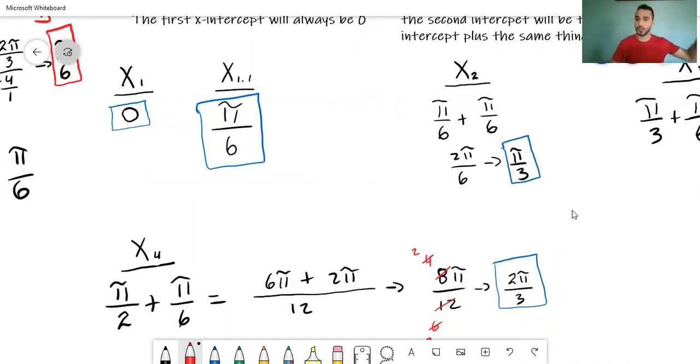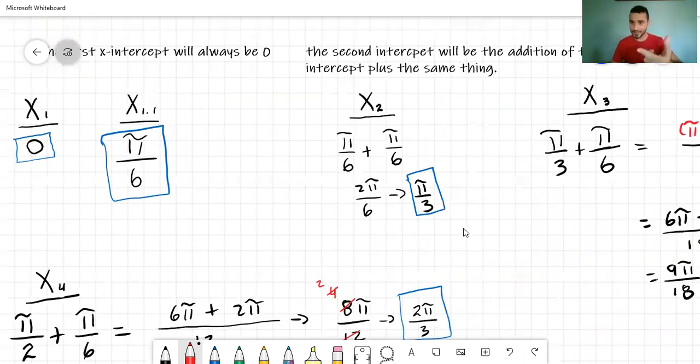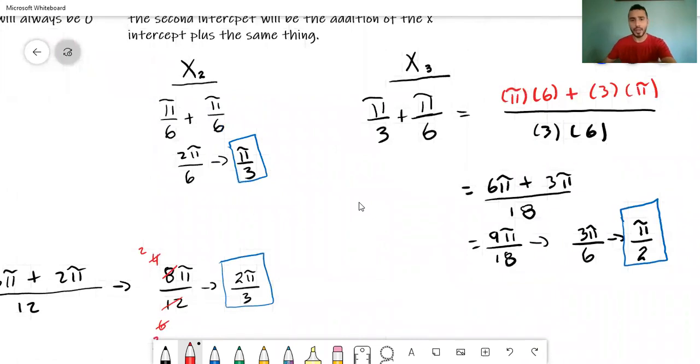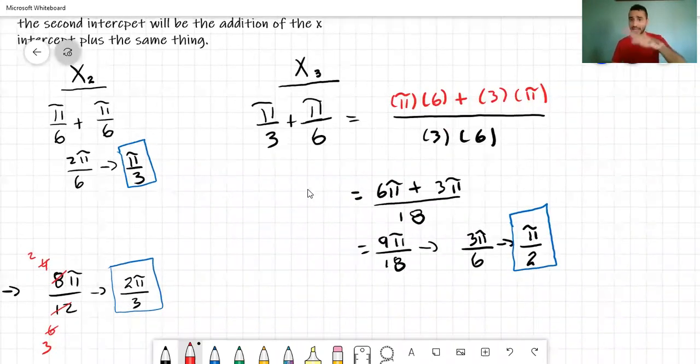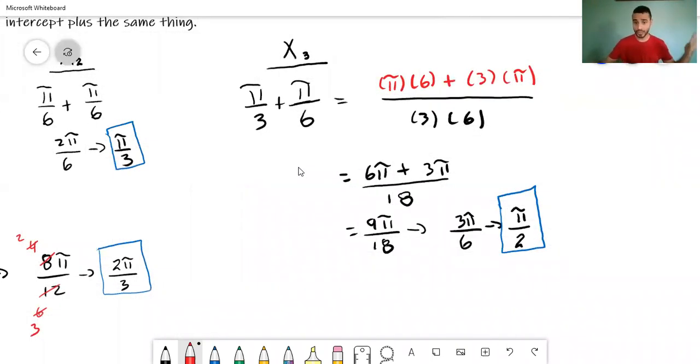Very easy. We're going to repeat the process. Pi over 3 plus pi over 6. We did it together. You don't have to have a calculator. It's not necessary for you to have a calculator. I show you how to do it manually. So in this case, guys, we add, and the result we get is pi half or pi over 2.